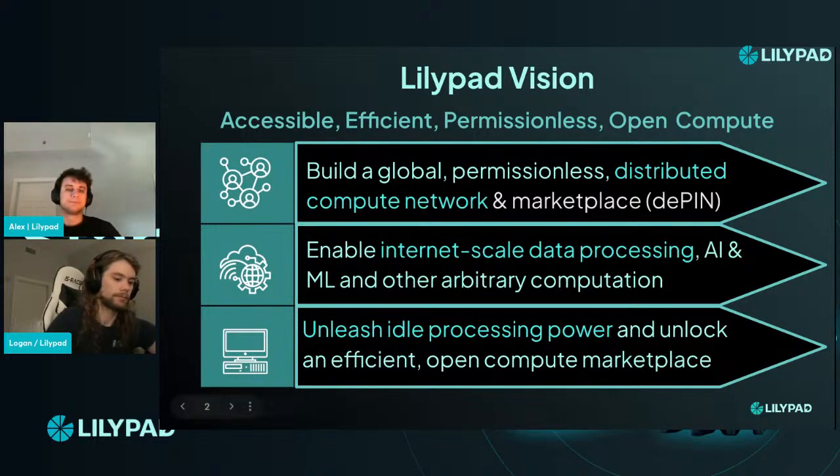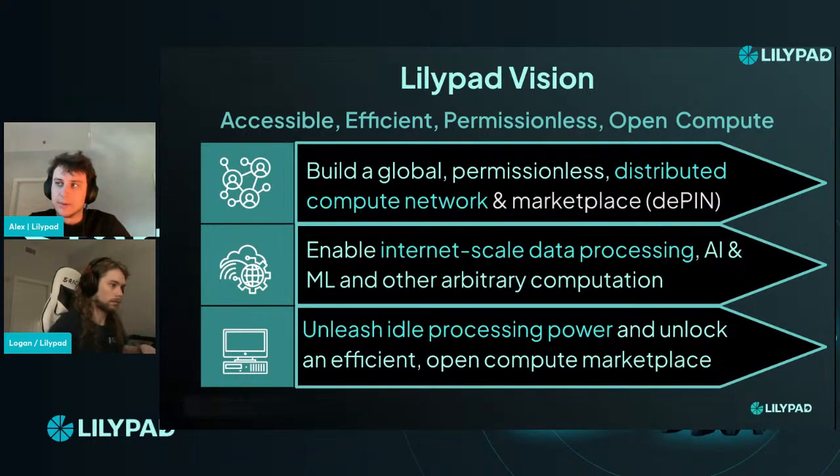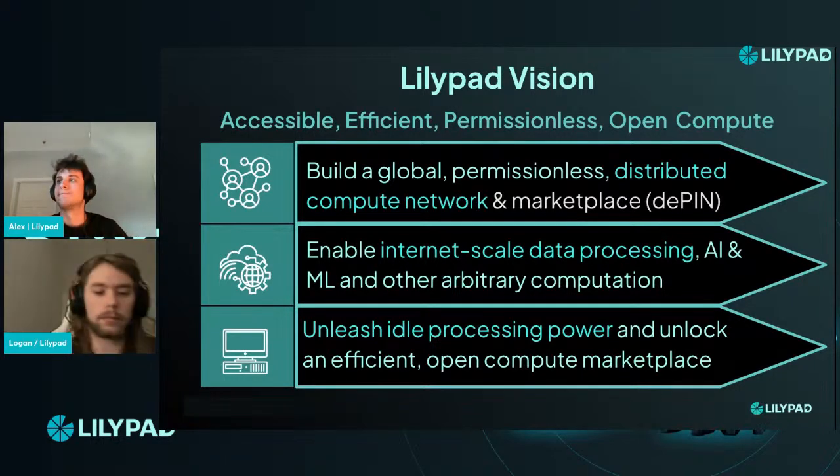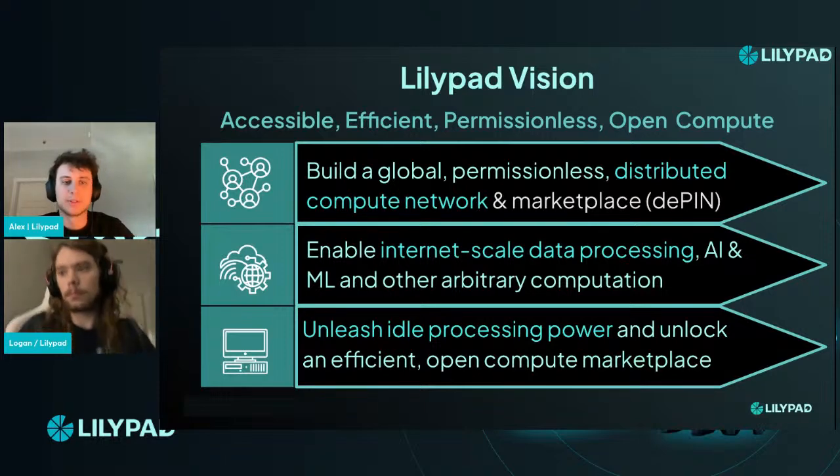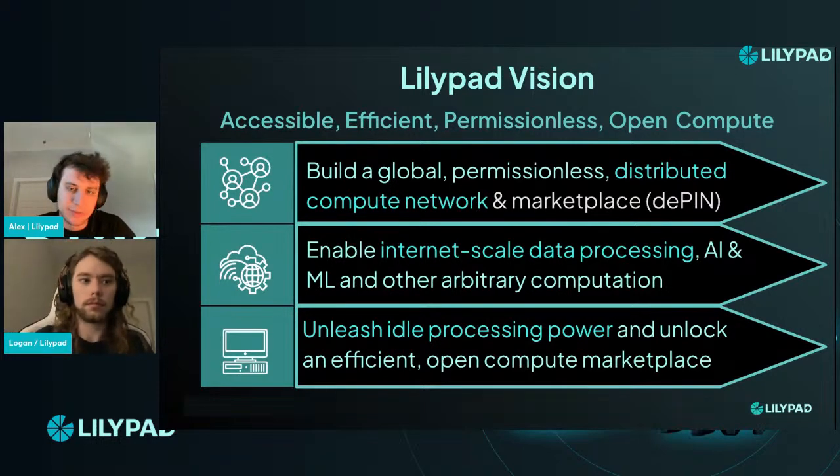We thought it was important, as always, to start off these AMAs with a high-level summary of what's the vision behind Lilypad. Why are we here? Why are we doing this? Long story short, we're building an accessible, efficient, permissionless open compute network. The vision is to build a permissionless distributed compute network that orchestrates idle GPUs into one big, decentralized cloud network that developers can use to run applications.